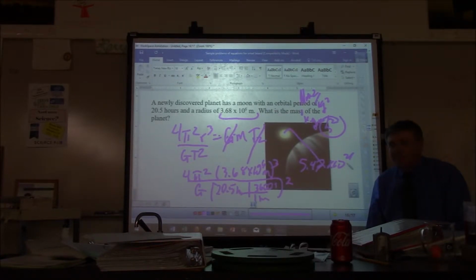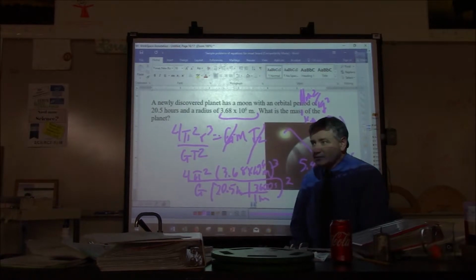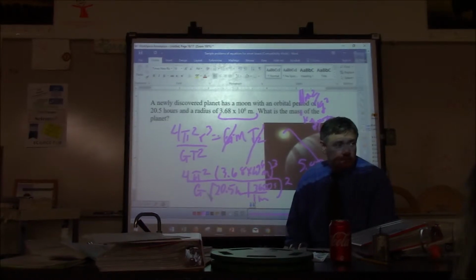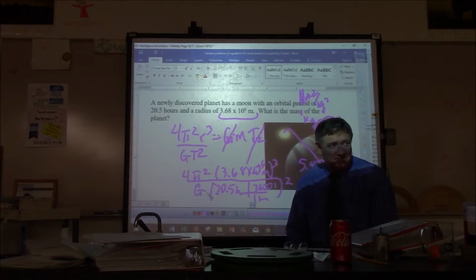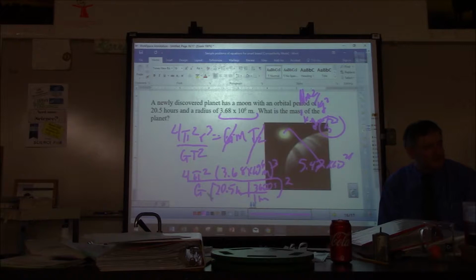So is G just always going to be the same even if there's different planets? Yeah, okay. This is why we call it a universal gravitational constant. Because if it changed, I would have to give you that value. What are we using here? 5.42 times 10 to the 21st. Got it. It's right on the money. Good job, Felix.